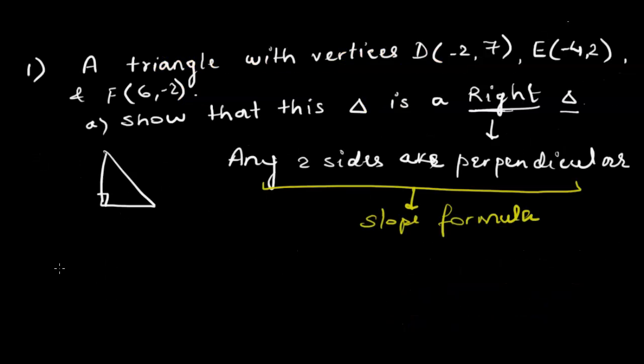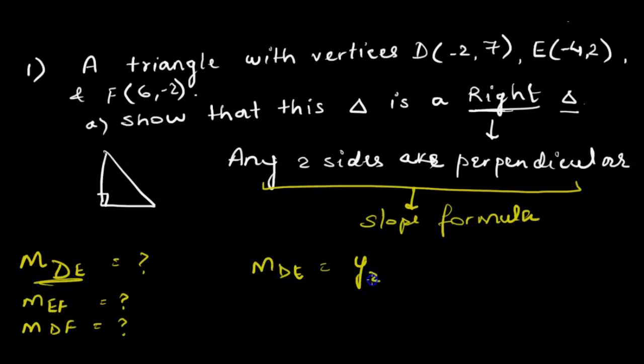Now what we need to do is find the slope of side DE, then the slope of side EF, then also the slope of side DF, and we would see which two slopes are negative reciprocals of each other. If we find any two slopes are negative reciprocals, we can say yes, this triangle is a right triangle. So let's first find the slope of side DE.